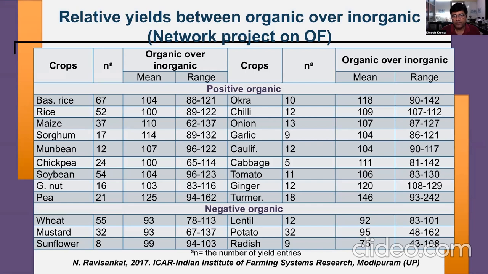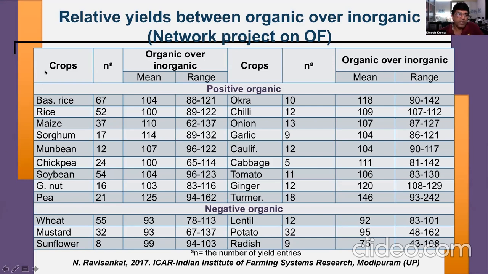So he compiled the data from different centers. They have a network project on organic farming, so they conduct one experiment at several places. They have about 20 places in India and have been conducting experiments for over 20 years. When 6 crop cycles, or 6 years of organic farming, were completed, they compiled the yield results of organic farming. They published a book also, so I just borrowed this data from that book or paper.